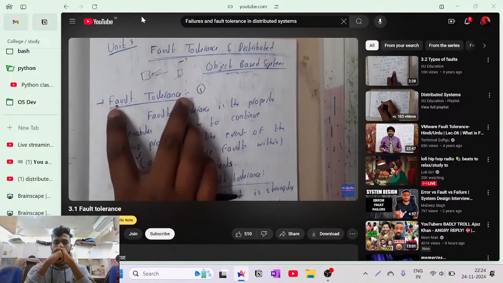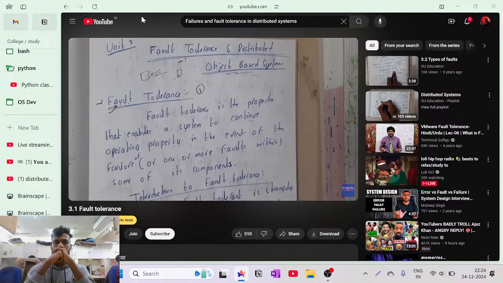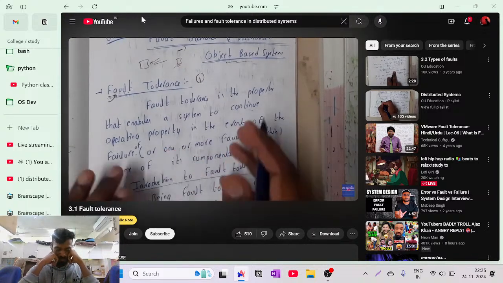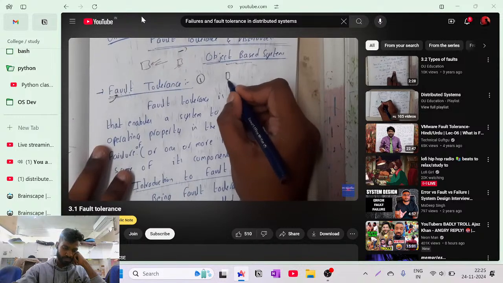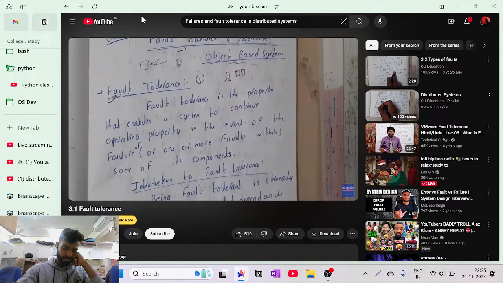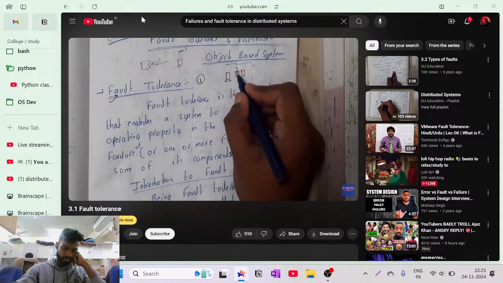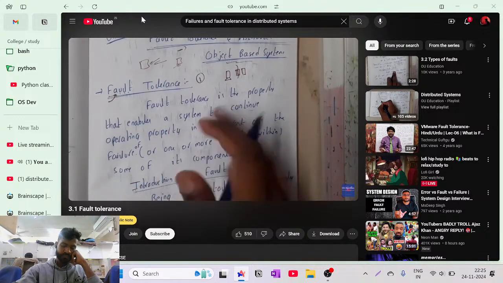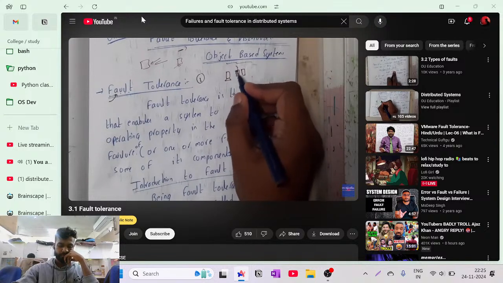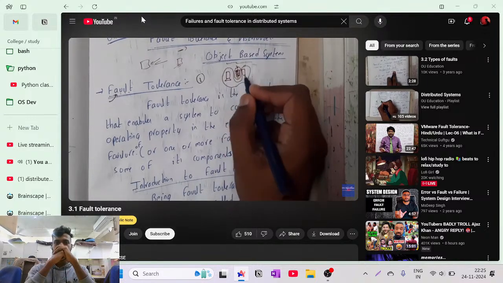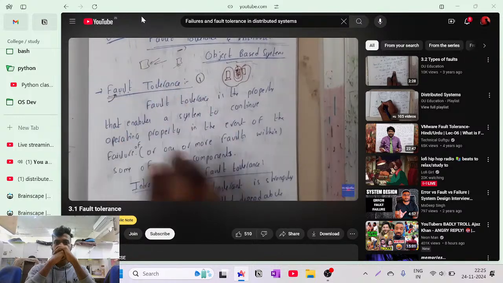When it comes to distributed systems, the definition changes a bit, guys. The concept of fault tolerance says that, assume there is a system with two RAMs inside. Due to some technical issue, the first RAM has stopped functioning. Some kind of electrical issue has occurred and it's not working now. Even then, the system should continue, and there should not be any issue with the system. This is the concept of fault tolerance.